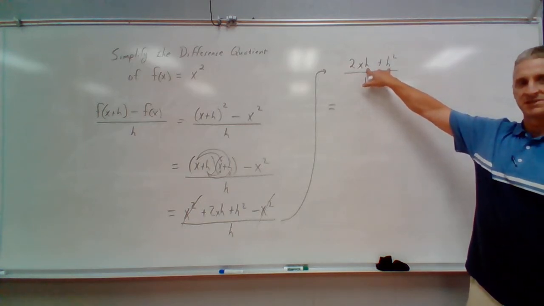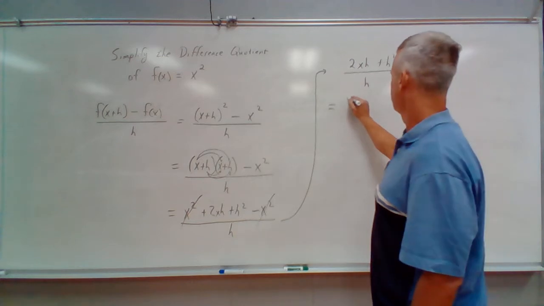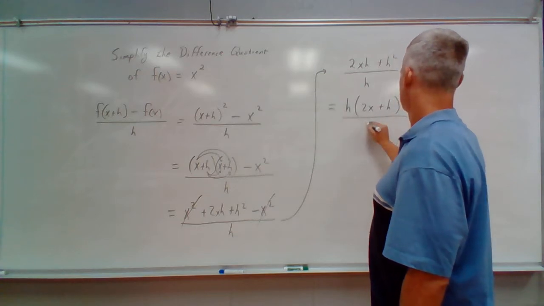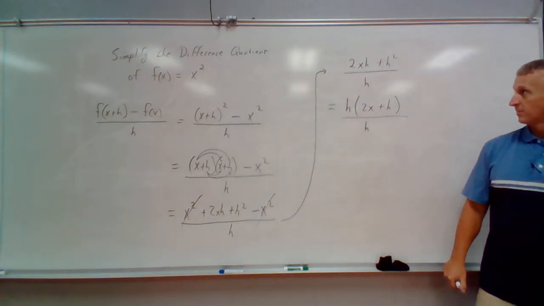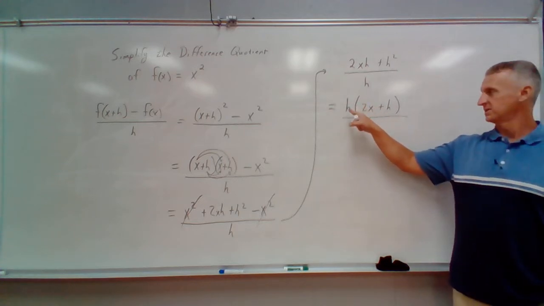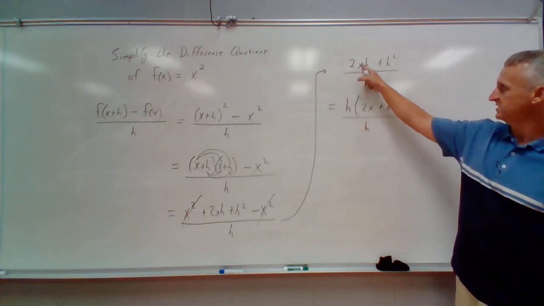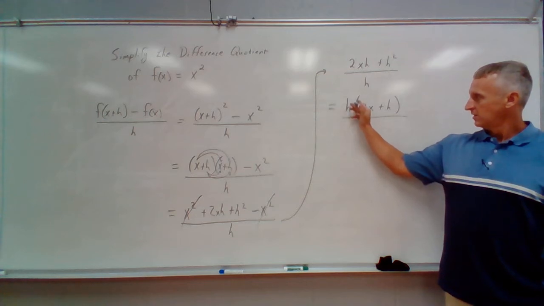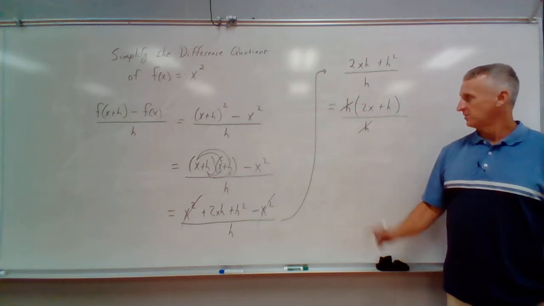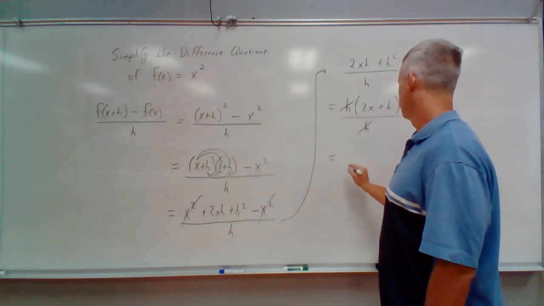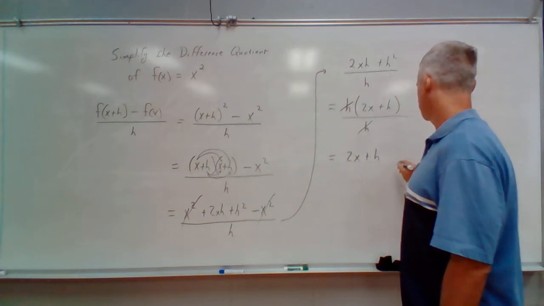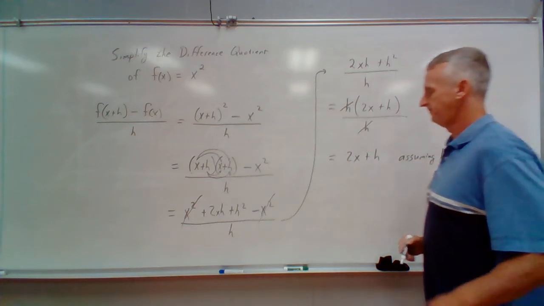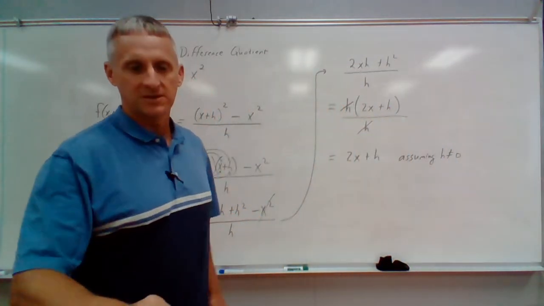I have an h in both of these terms, so I can factor an h out. That leaves me with 2x plus h over h. Check myself. If I distribute this h back, I get 2xh, and I get h squared. As long as h is not equal to 0, we can cancel those guys out, and we're left with 2x plus h, assuming h is not equal to 0.